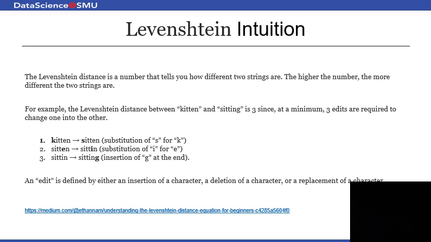In a simple example like kitten and sitting, the Levenshtein number is 3, since there are 3 edits required to change kitten to sitting. So the first substitution is an S for the K. The second substitution would be an I for an E. And then the third edit is adding a G at the end. So an edit is defined in this case as either insertion, deletion, or replacement of characters.